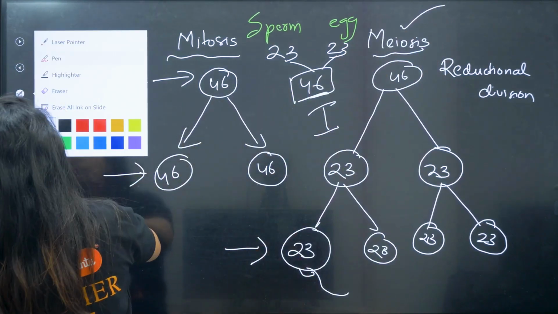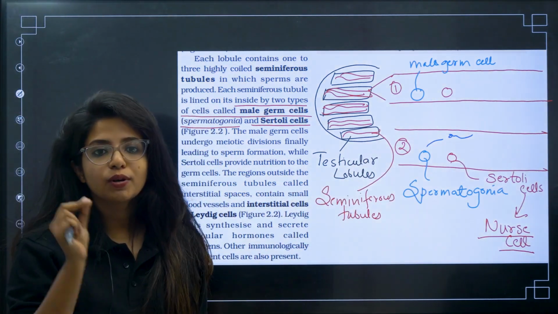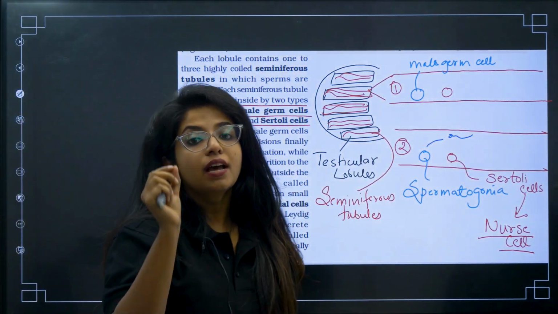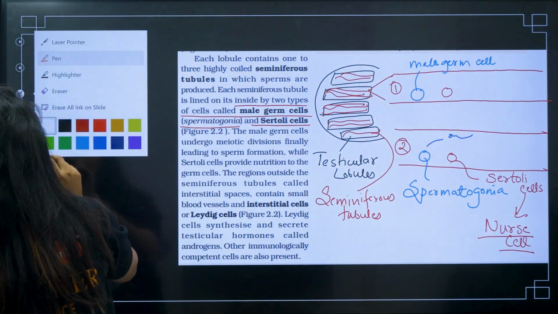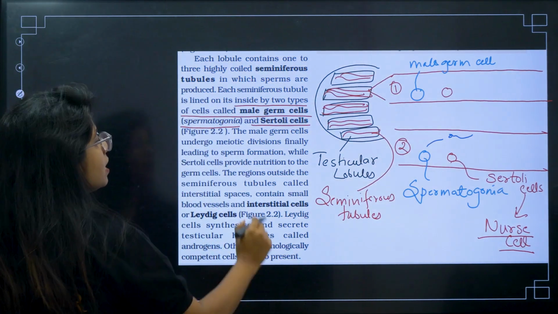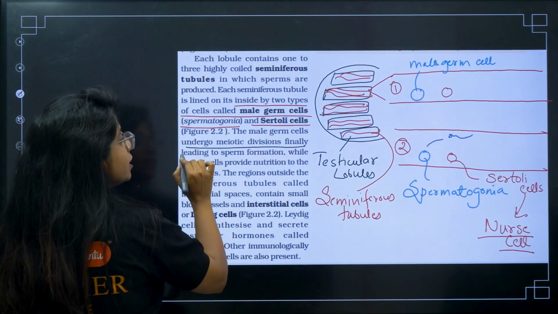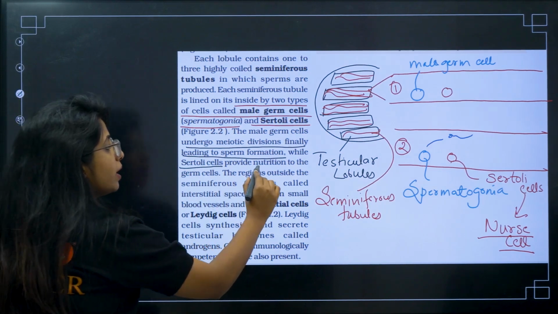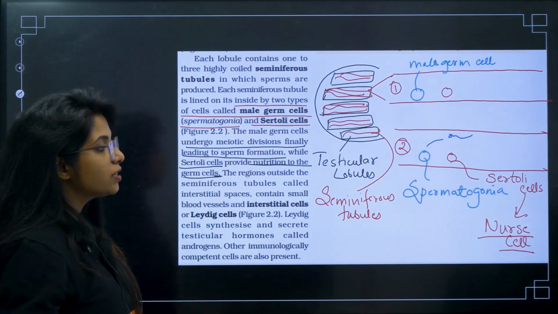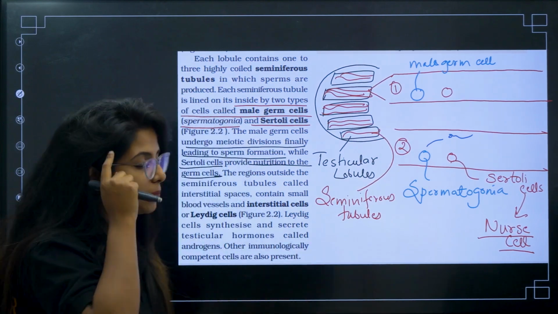Now this spermatogonia that you were studying will also undergo meiosis. Whenever gamete formation is there, the only cell division that takes place is meiosis. You have to remember that. Now we go forward. The male germ cells undergo meiotic division, finally leading to sperm formation, while Sertoli cells provide nutrition to the germ cells. You can call these cells nurse cells as well. Please remember it.